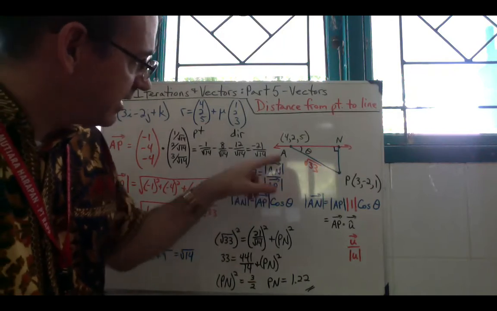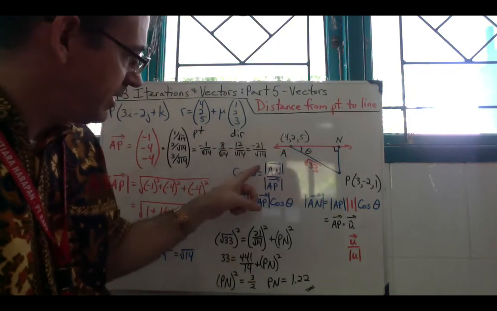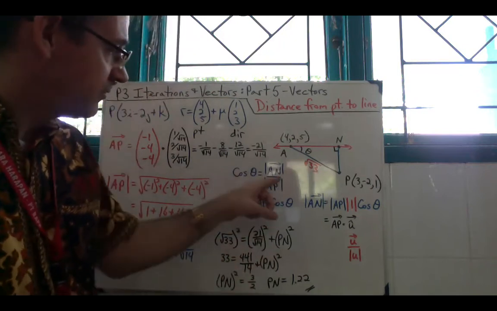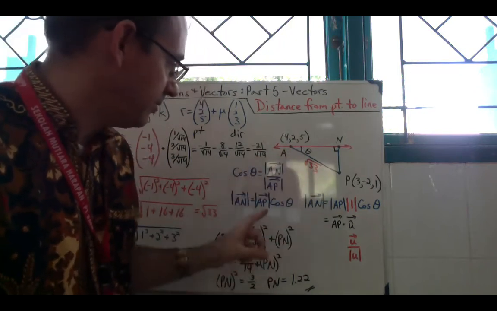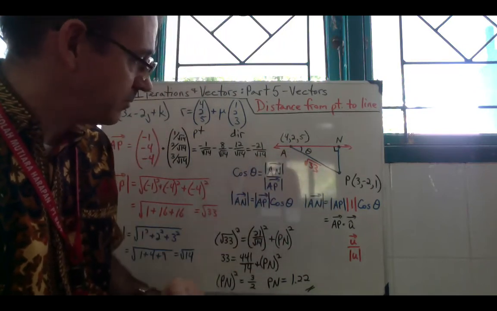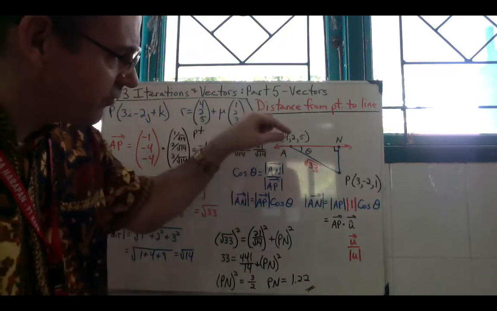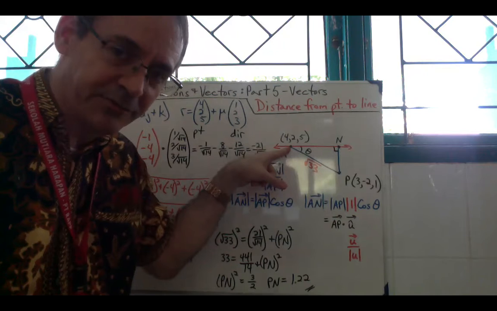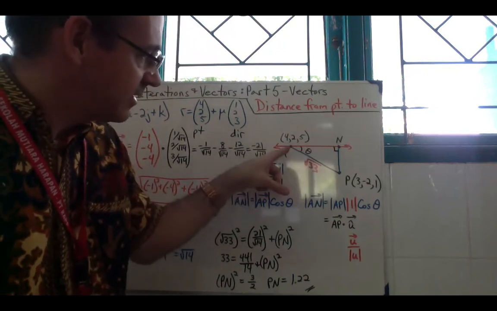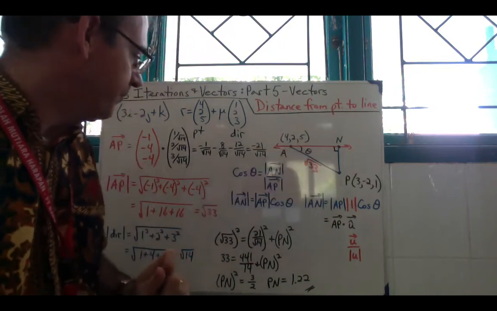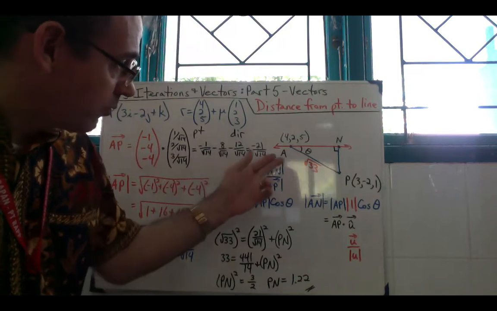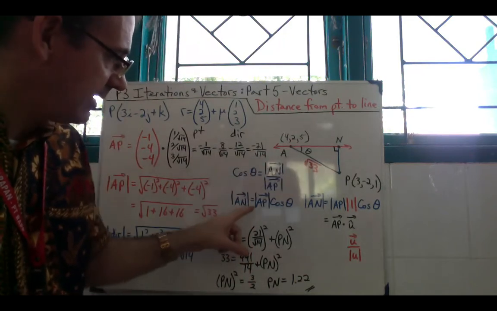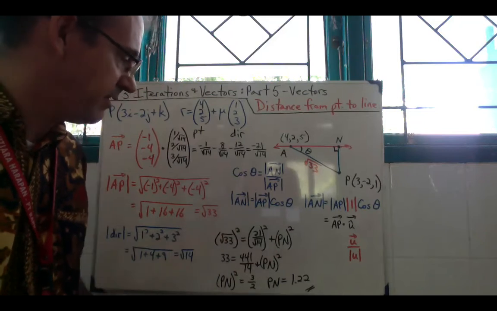So cosine theta is the adjacent, which would be A to N, and it's the length, that's why it's magnitude, divided by the hypotenuse, so magnitude of A to P. That's why I wanted to go from A to P, because when you're working with an angle, you want to be starting from the vertex, so A to N divided by A to P. Then we want to find AN. So if we solve for AN equals AP times cosine theta.